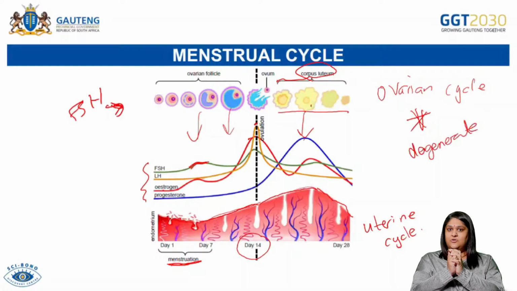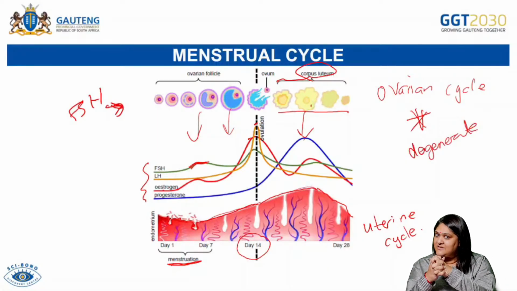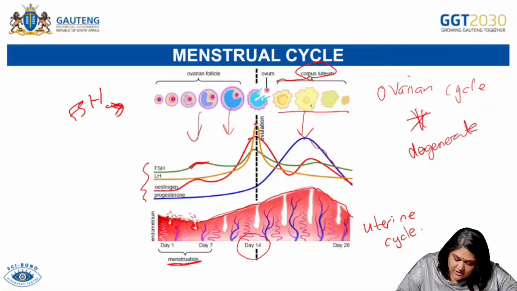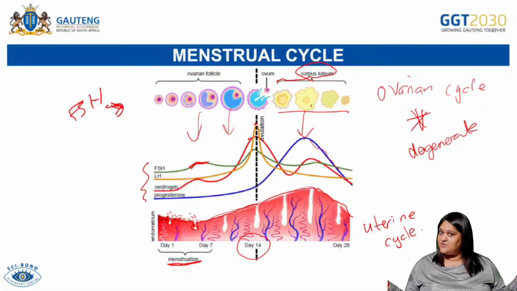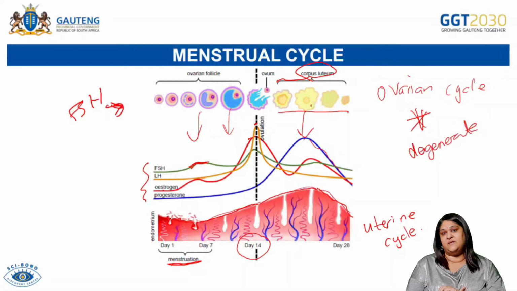Now, just how I told you, as the Graafian follicle develops and becomes bigger, it secretes more estrogen. So as the corpus luteum is going to become smaller and degenerate, it's going to secrete what? Less progesterone. So when it secretes less progesterone, there's nothing to maintain the endometrium. And that is why menstruation occurs and the endometrium is shed.